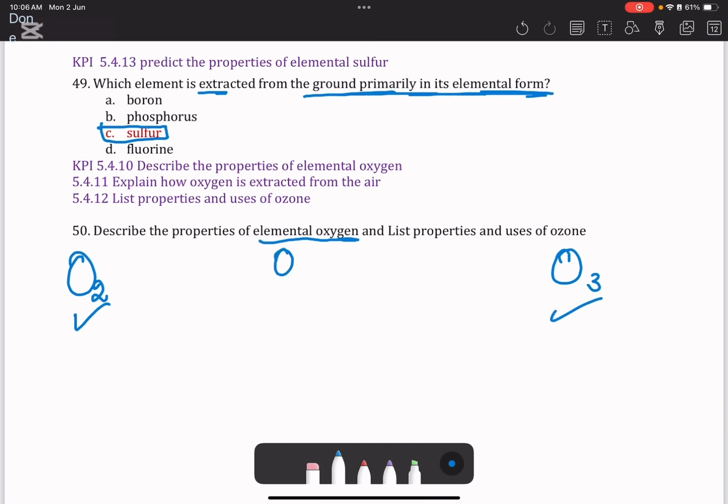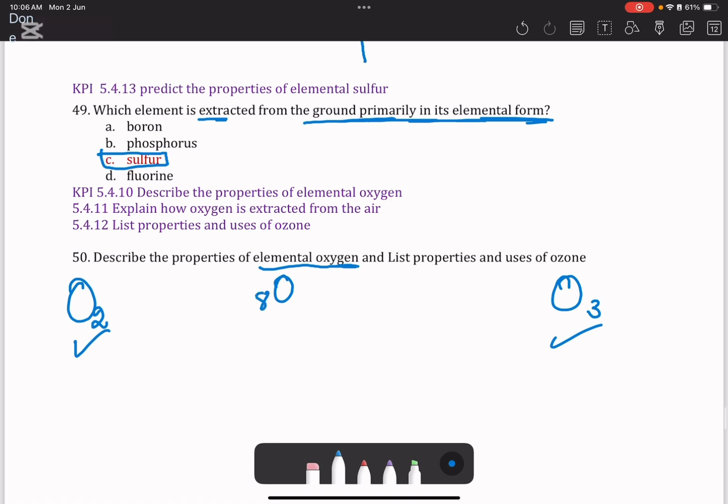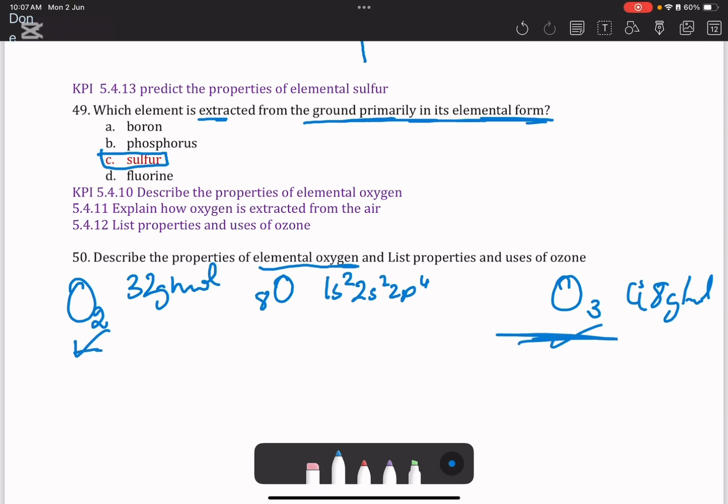Oxygen in general, in both of them, has 8 as an atomic number, and the configuration is 1s2, 2s2, 2p4. O2 has a molar mass of 32, and O3 has 48 grams per mole. This one is 32 grams per mole. You can think about that. Now, in both cases, it's a colorless, odorless gas, and it's a gas at room temperature.